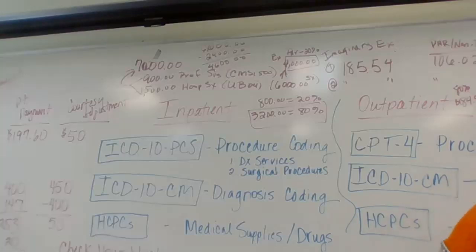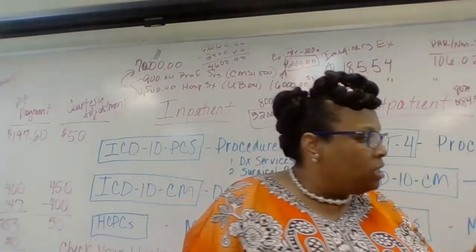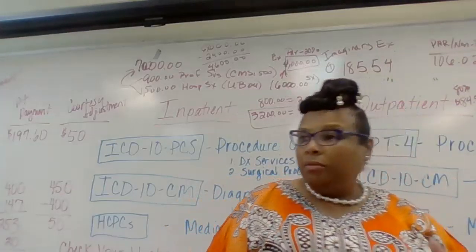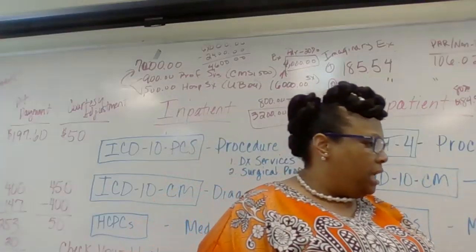Patient co-insurance, remember, even on the UB04, it's gonna say what the patient paid at the hospital at the time of admission, what the patient paid, or at the time of check-in.